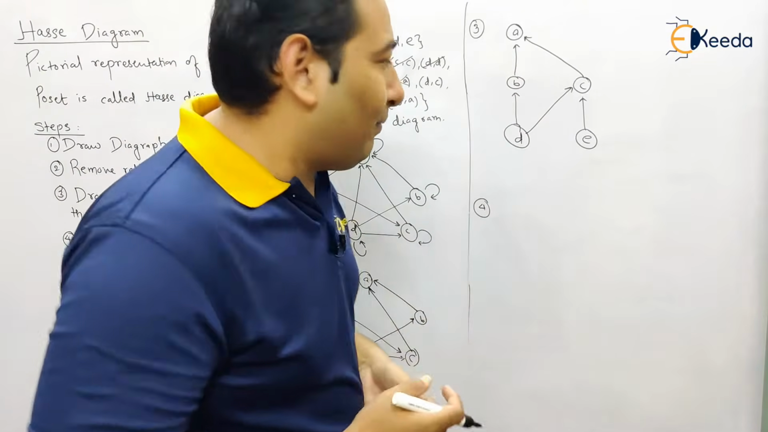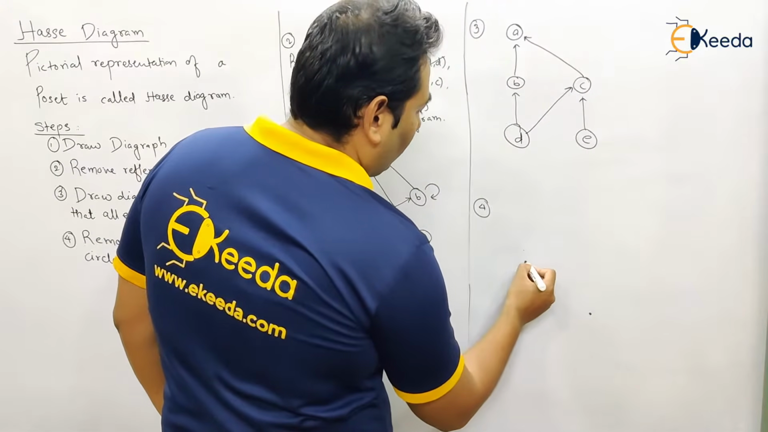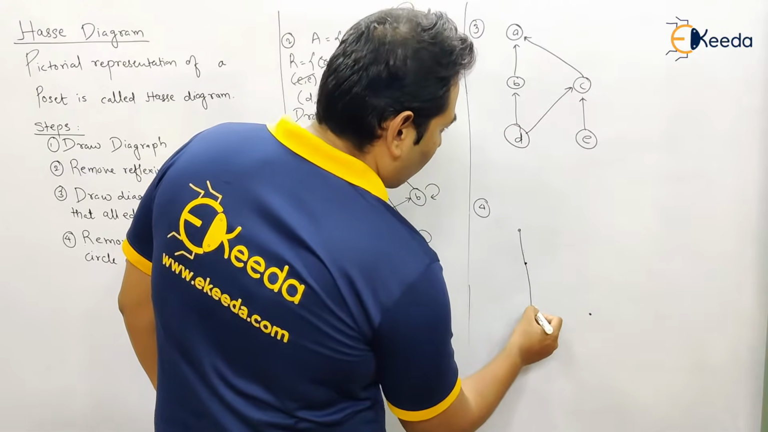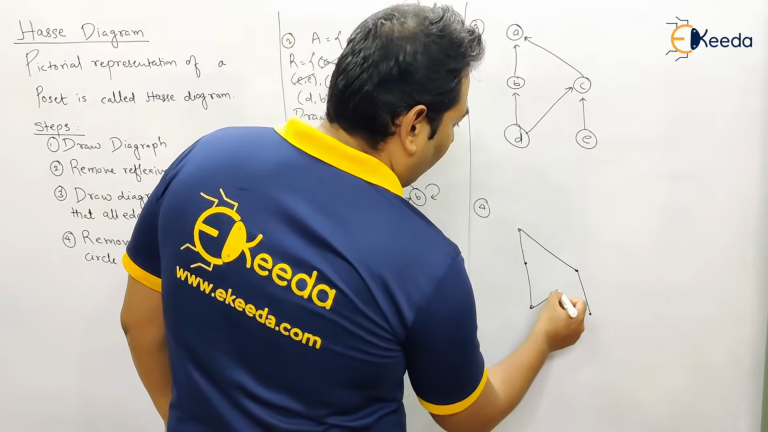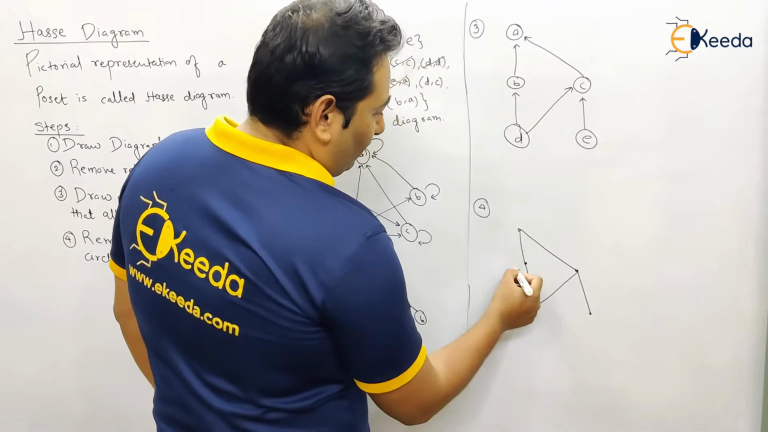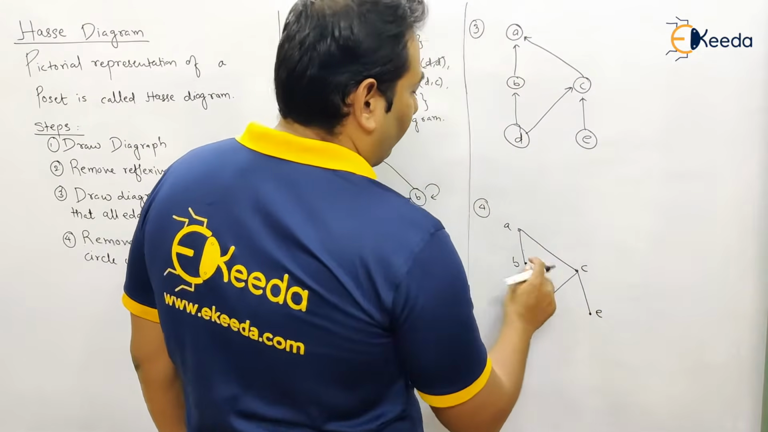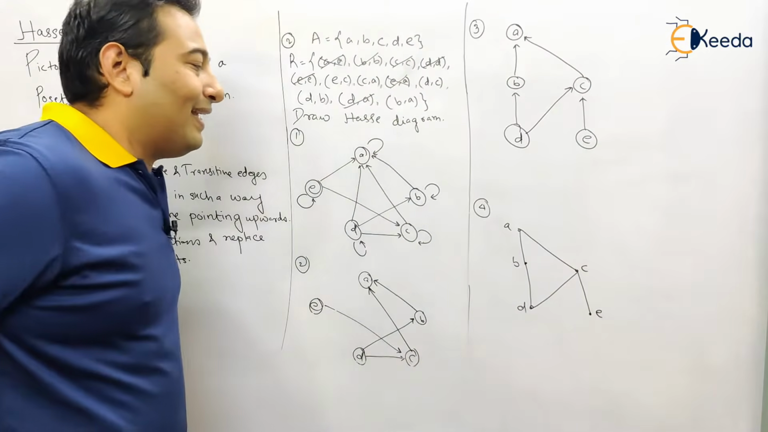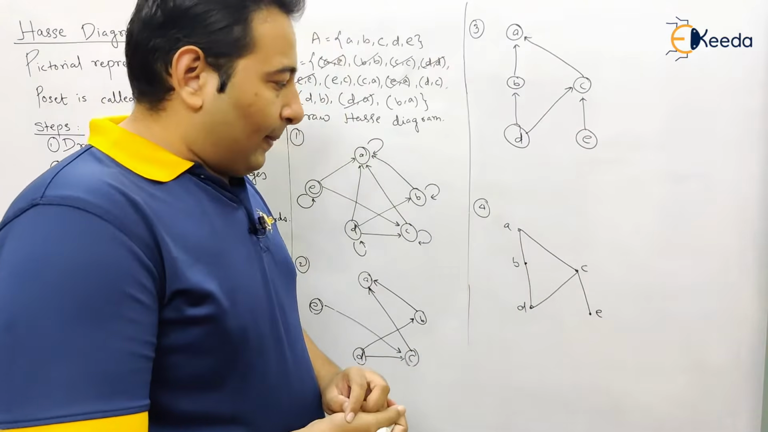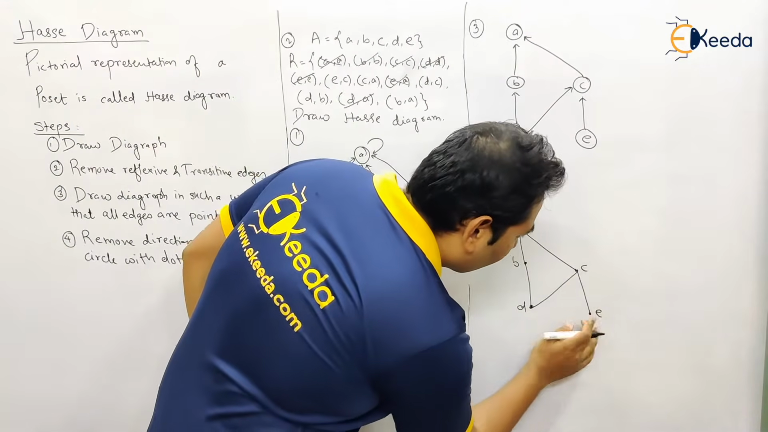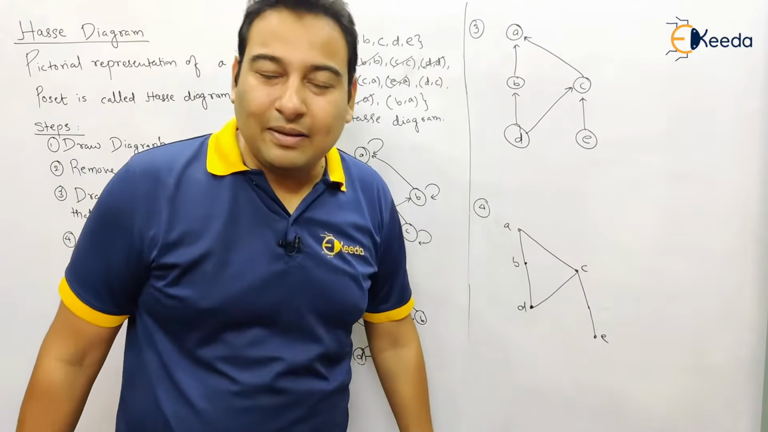What is the last step? Remove the direction and replace circles with dots. So let me replace the circles with the dots. You can have a different representation of the same diagram also, as long as it retains the property. So this is your Hasse diagram for this particular POSET.